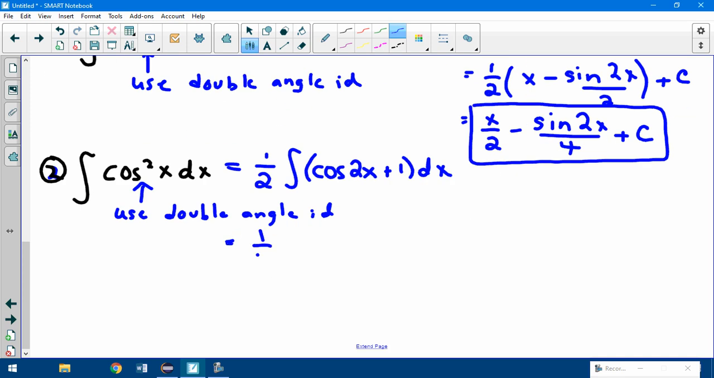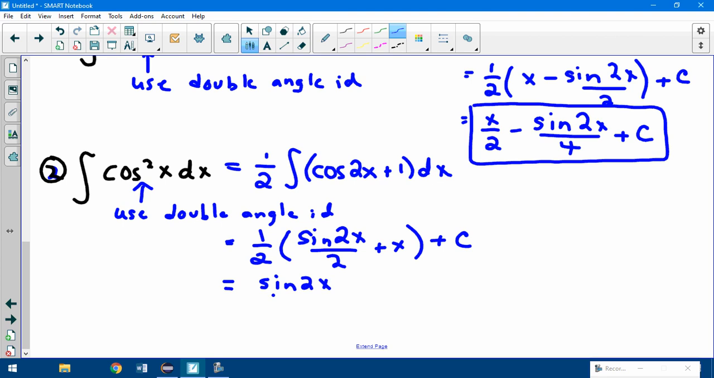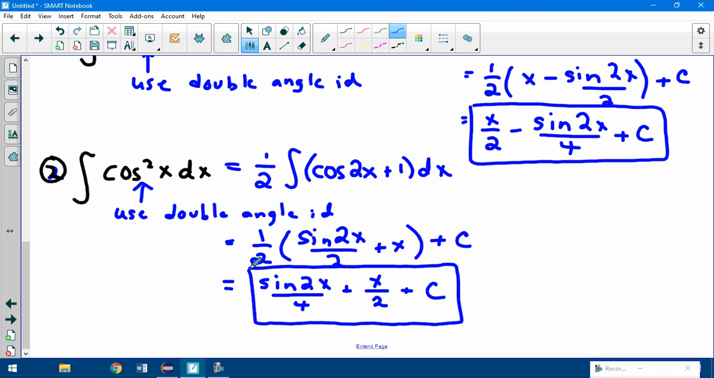which is just going to be 1/2 times the derivative of what gives you cosine, sine again. So sine of 2x over 2 plus x plus c. Then put the 1/2 through. So we have sine of 2x over 4 plus x over 2 plus c. Easy peasy. So you just have to recognize what to do. If there's a squared involved, we're going to use one of these new double angle identities.